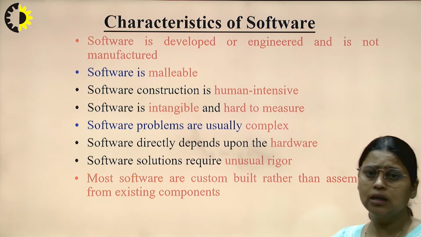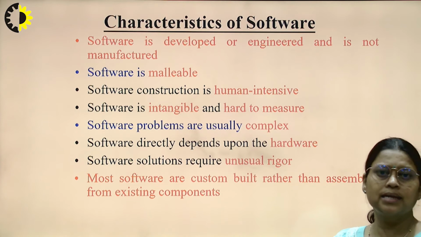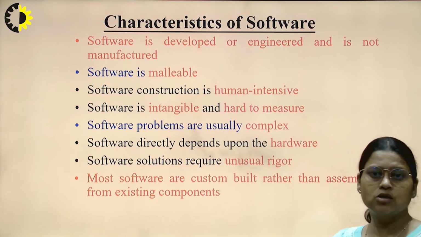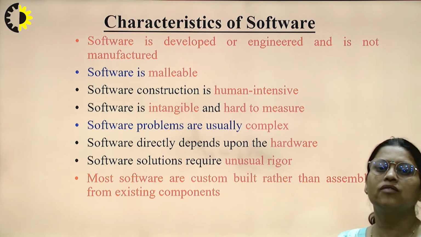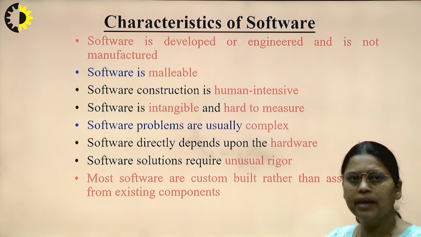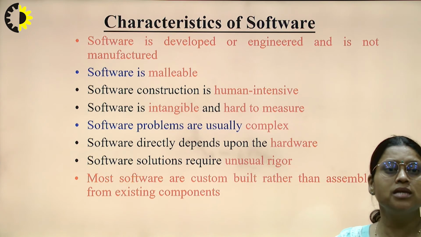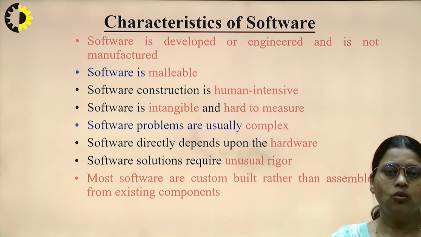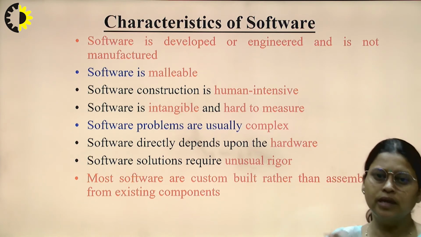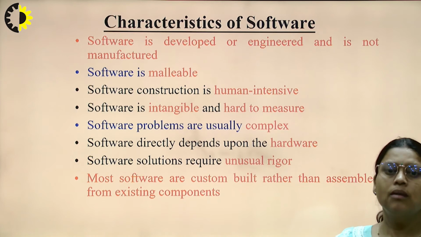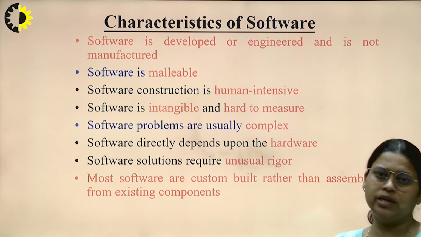Now we come to the characteristics of software. There are a number of characteristics of software. When we use software, it contains various characteristics of functionality. The first characteristic of software is that it is developed or engineered, and it is never manufactured. If we compare software with hardware, hardware is manufactured, but software is never manufactured. It is always implemented or engineered.